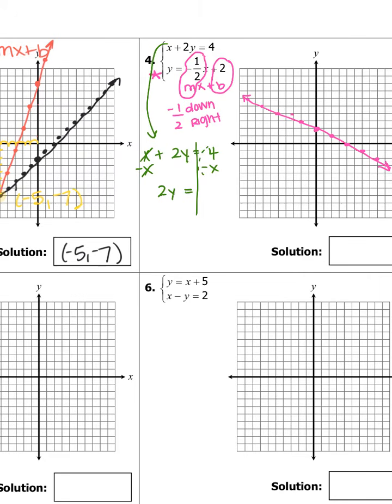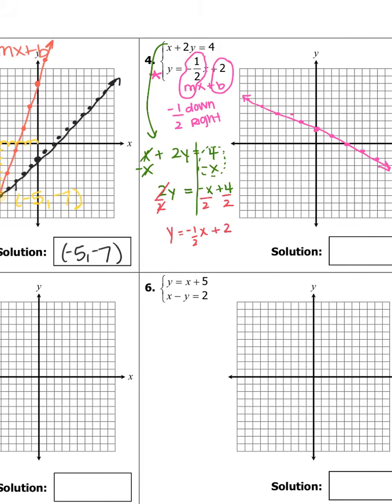Now I can't really combine these, but I have a -x and a 4. So I'm gonna write -x plus 4. I now have to get rid of that 2 in front of that y. So to do that, that's like 2 times y. So I'm gonna divide everything by 2 to make it go away. So I'll have y equals -1/2 x plus 4 divided by 2 is 2.